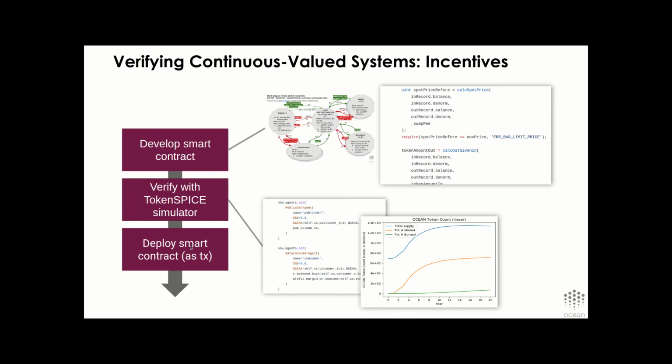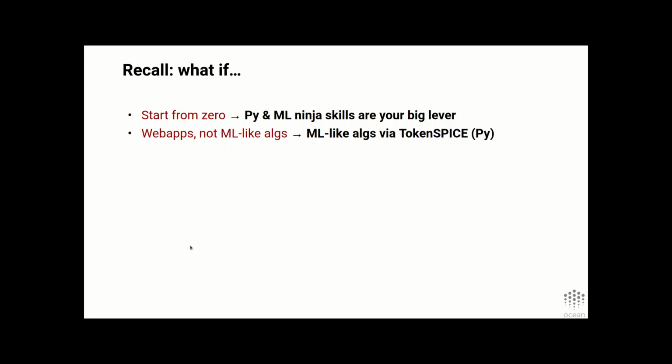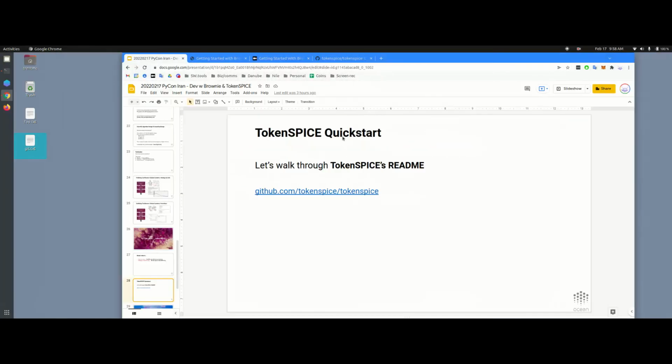So this is what it looks like with incentive design. What does this look like specifically? So remember, instead of starting from zero, we can use Python and ML ninja skills. That's your big lever coming from this world in PyCon. And instead, we're going to also use ML-like algorithms, and this is incentive design, like I've mentioned. So now let's drill into what TokenSPICE itself looks like. So let's go to that.